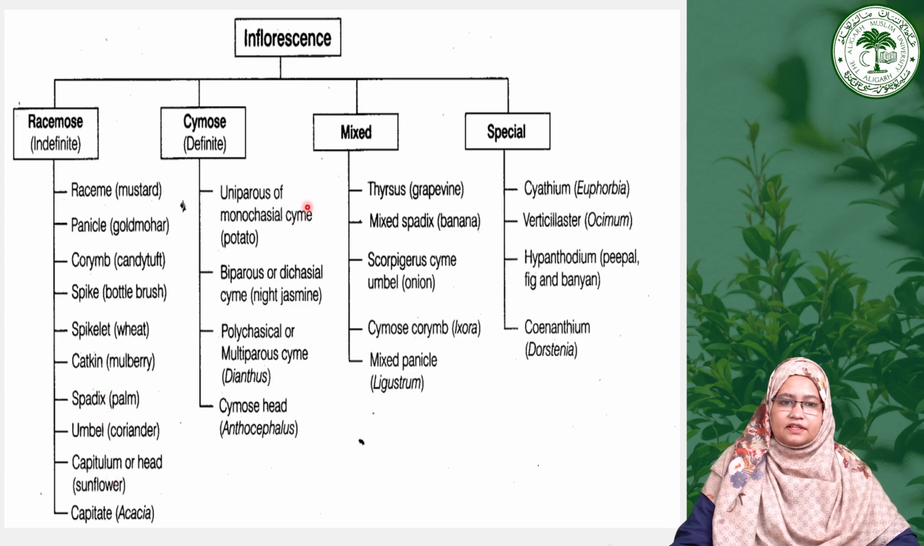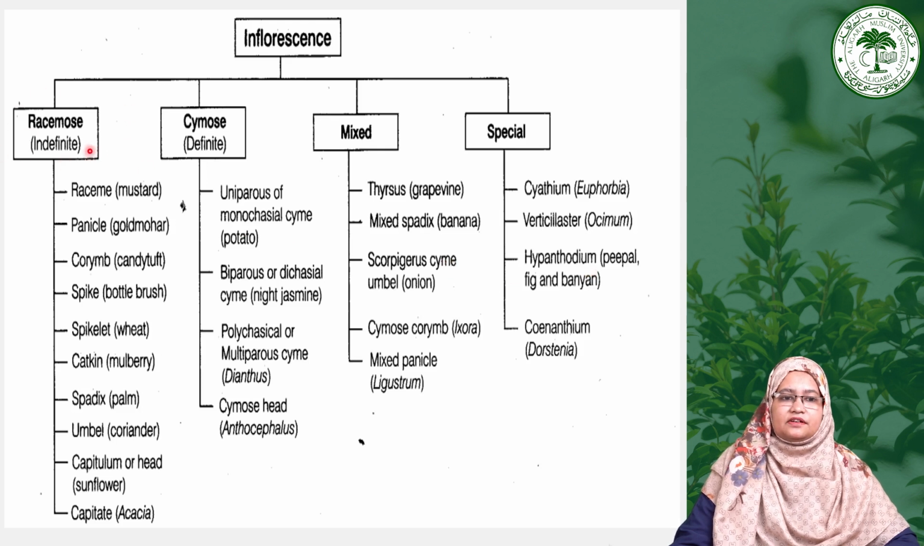Then cymose has further uniparous, biparous, polychasial or cymose head. Then in mixed type there is a thyrsus, mixed spadix or scorpioid cyme, umbel or cymose corymb. Then mixed panicle or special type is Cyathium, verticillaster and hypanthodium. So now first starting from the racemose.